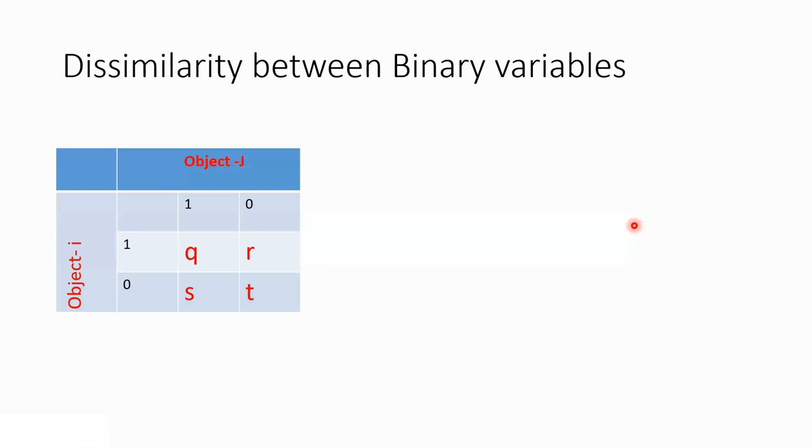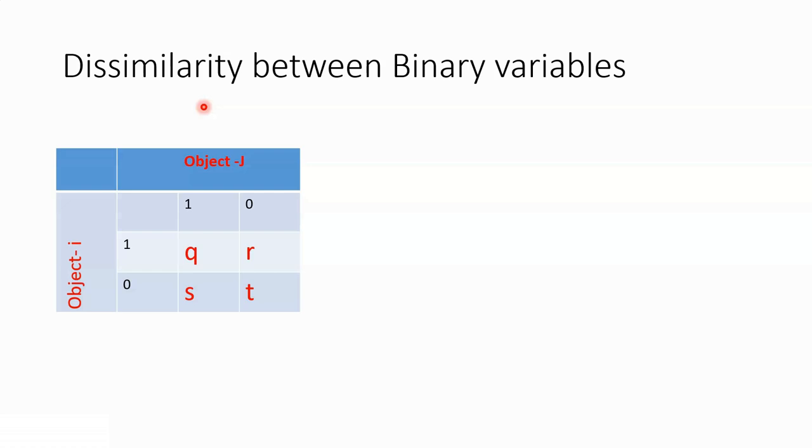Buddies, we can handle many different types of data in data analysis. One among them is binary data or binary variables. In this video, I will simply explain how to find dissimilarity between binary variables. You need to be very clear about what dissimilarity is. Dissimilarity means how two binary variables are different from each other.